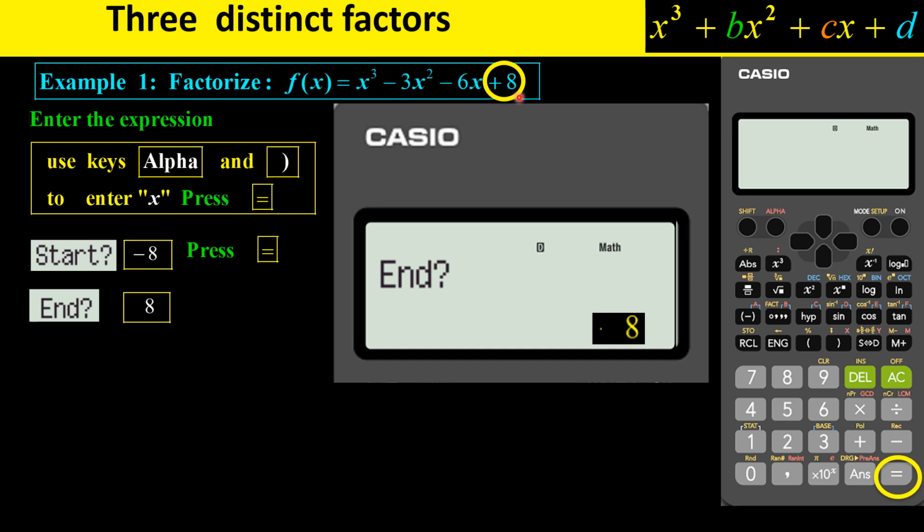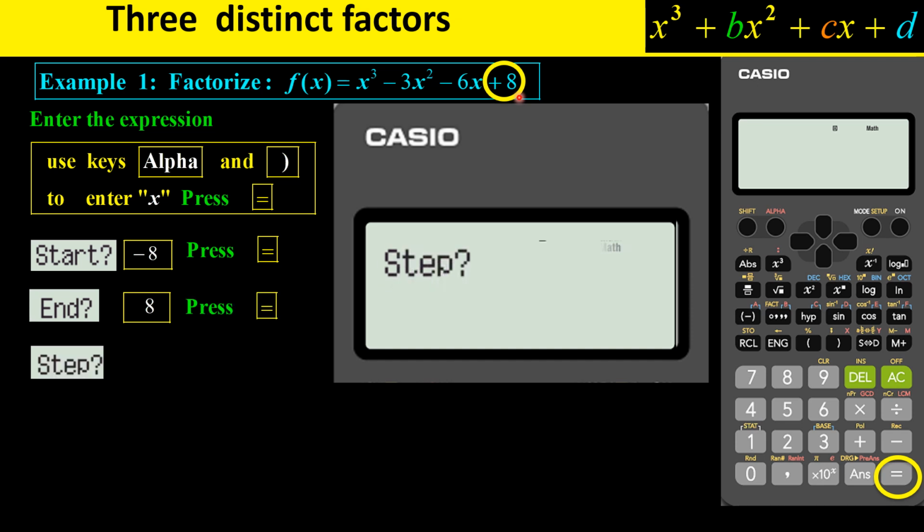You press equal. Once you press the equal, you see the word step. Now, the default step will be 1. In other words, I'm just going to work in steps of 1.